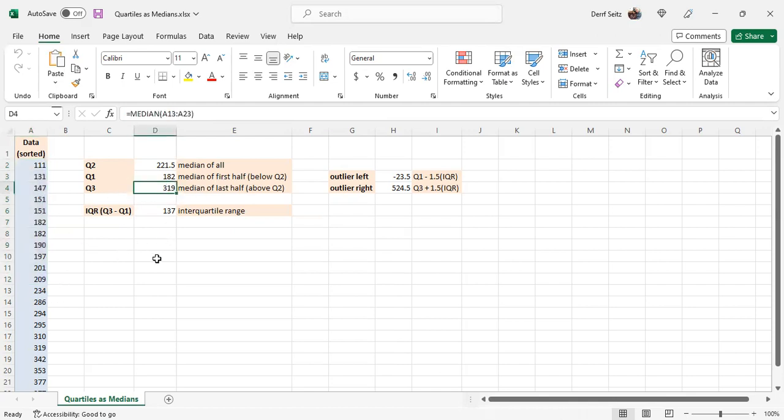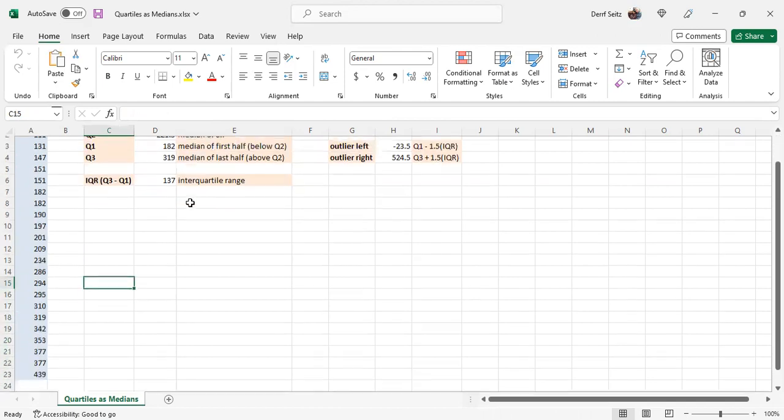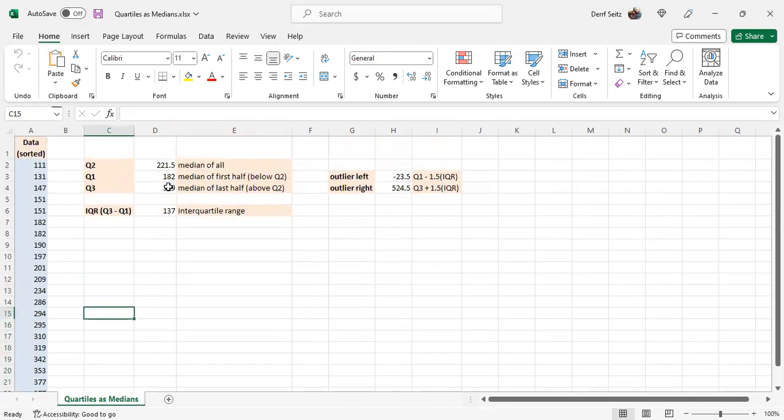Next, for Q3, again, 221.5 is right between these two. So the last half goes from A13 to A23. And in the middle there is 319. And this Q3 formula here is the median of A13 to A23, 319.